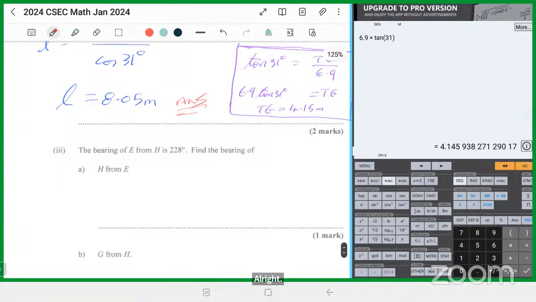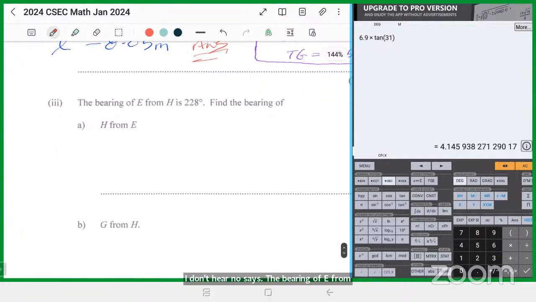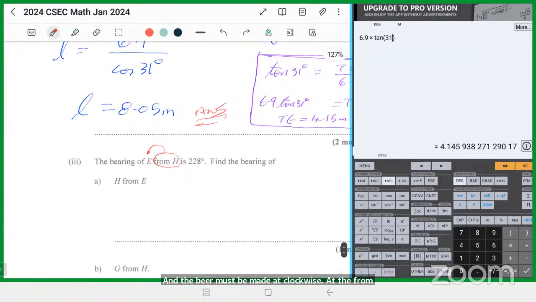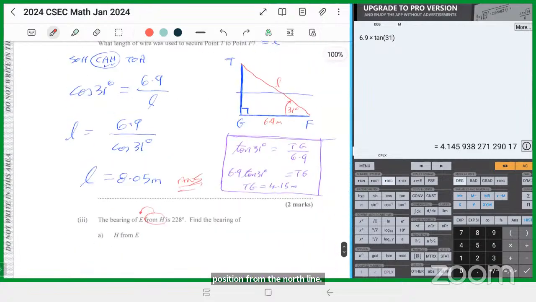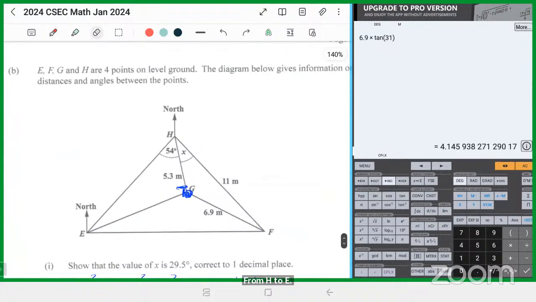Down here now says, the bearing of E from H. You must always note the from position when you're doing bearings. So it's from H to E. The bearing is measured at the from position. It is 228 degrees, and the bearing must be measured clockwise at the from position from the north line. So I'm going to draw that angle on the diagram from H to E.